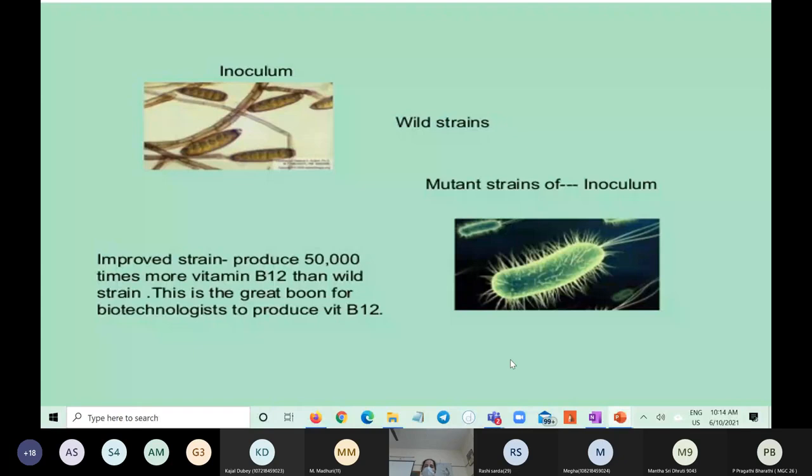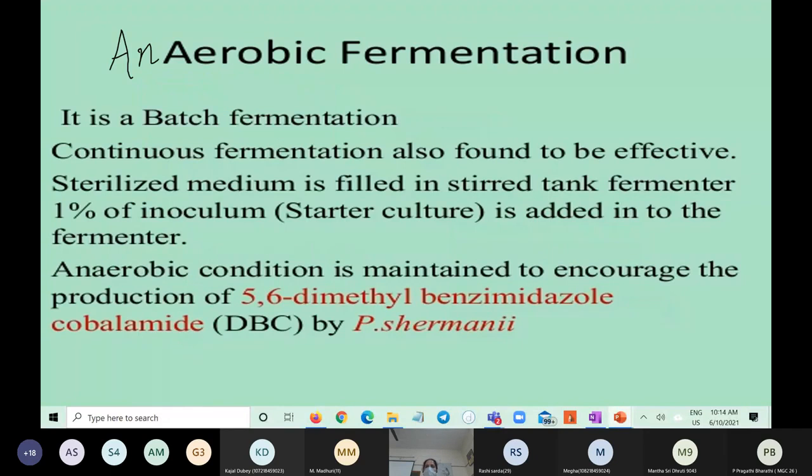Now first, the anaerobic fermentation. Anaerobic means absence of air. It is submerged fermentation. Continuous fermentation is also effective, but the majority of the time it is done in batches. The sterilized media is filled in the stirred tank fermenter with 1% inoculum. Anaerobic condition is maintained to encourage the production of DBC.